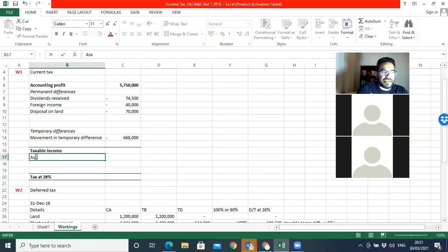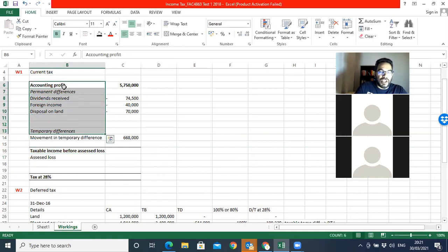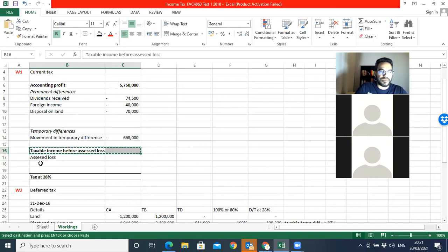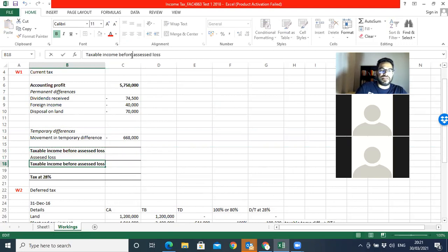Then we're going to have an assessed loss. So here we're going to say taxable income before assessed loss. If I'm you, I just set this up exactly the same. You go with accounting profit, list your permanent differences, have a line item with temporary difference, get taxable income before assessed loss, and put in assessed loss. Even if there's no assessed loss, you just make it 0 to get used to the way of calculating it. And then I'm going to get income tax after assessed loss.